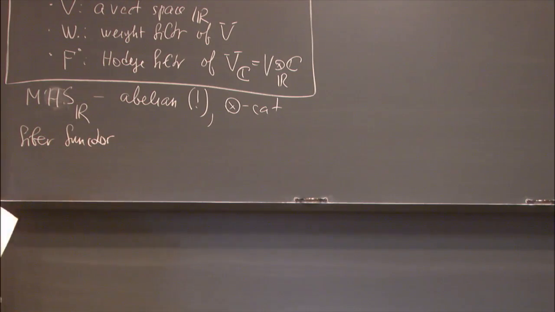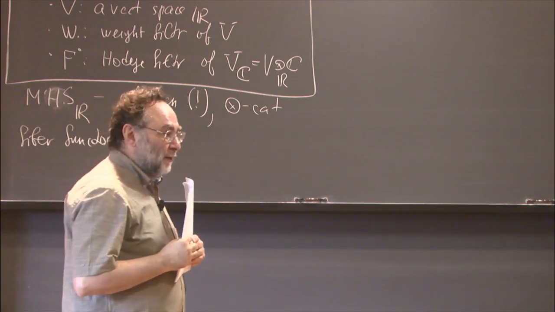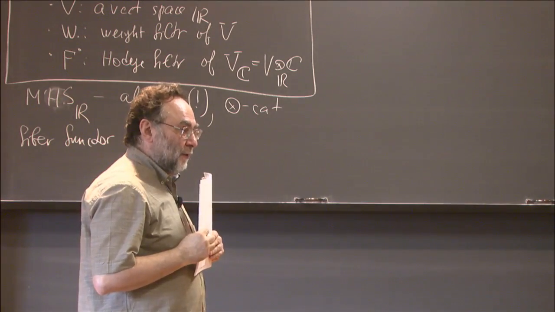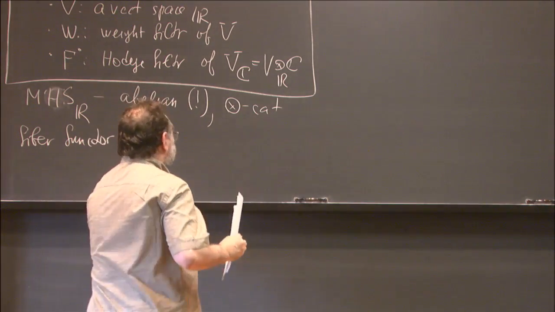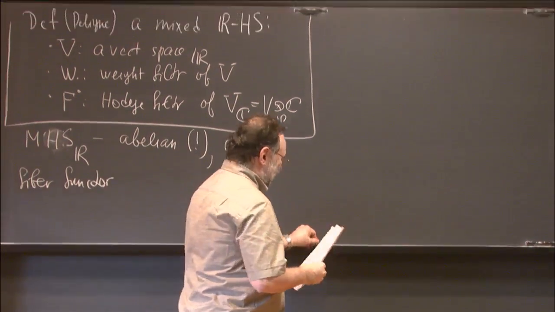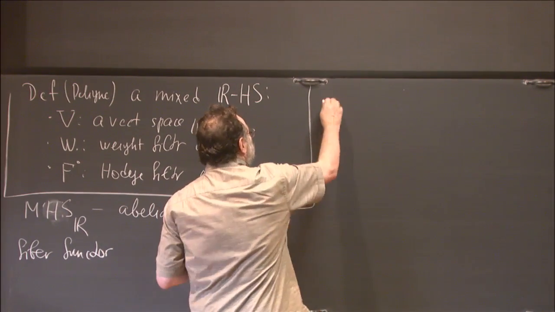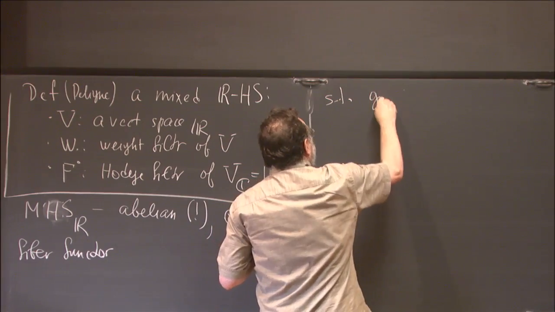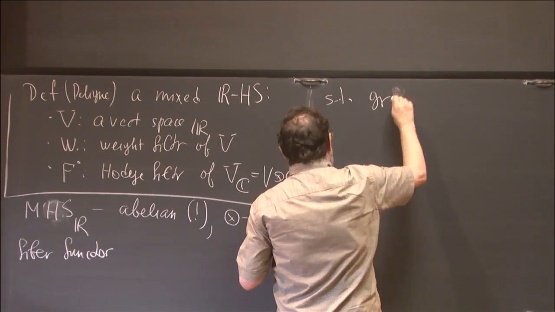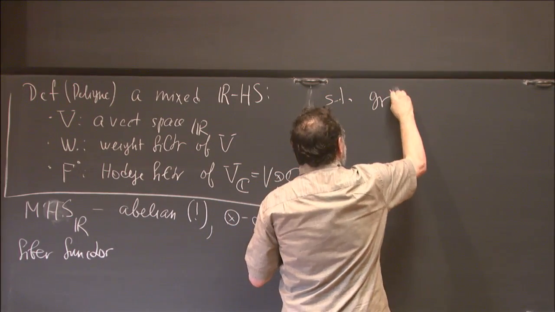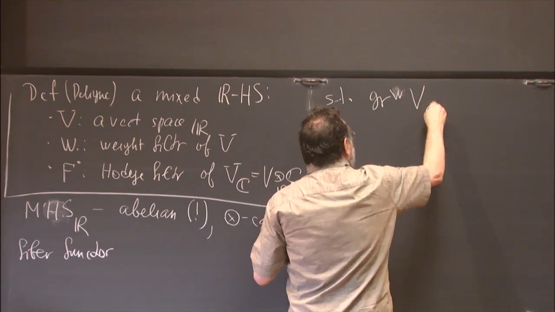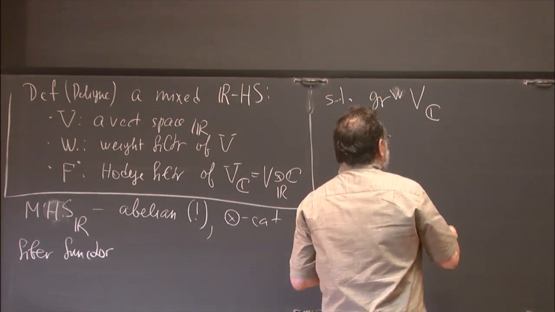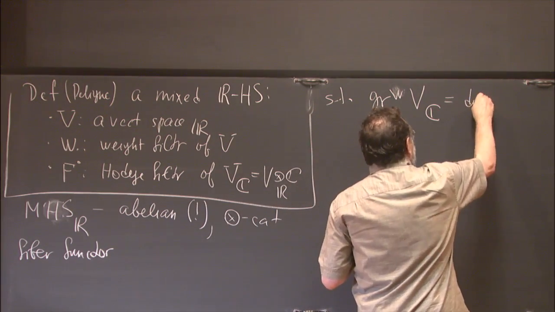So it's not any collection of data like that. It has to satisfy some axiom, such that, I beg your pardon, such that if you take gr with respect to W of this complexified vector space, then this is a direct sum of pure Hodge structures.